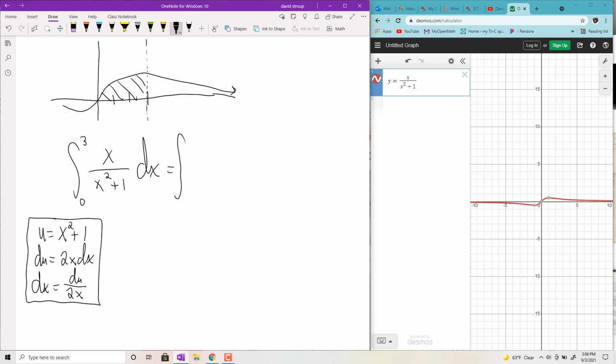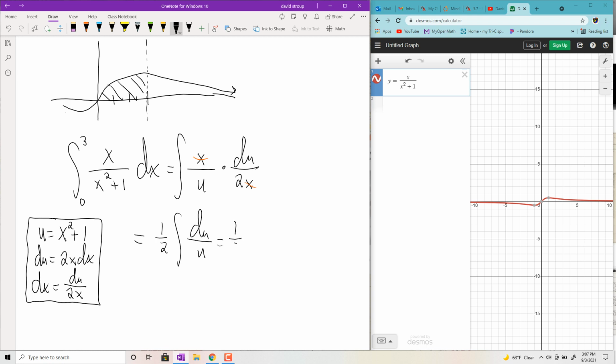Some people like to do that, but I just like to put them back in at the end. Okay, so here we go. Got x all over my u times dx, which I just found to be du over 2x. The x's will cancel out. Boom, boom. And you can factor out a constant of 1/2. So you get 1/2 integral of du over u.